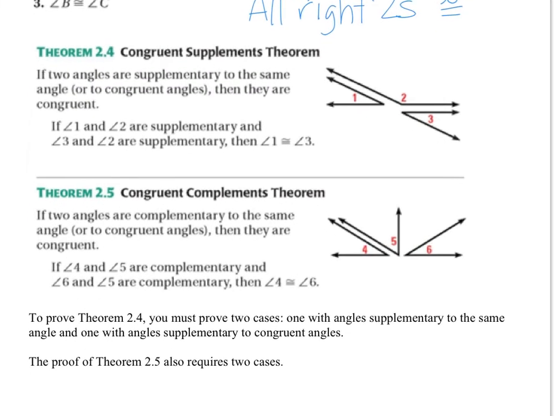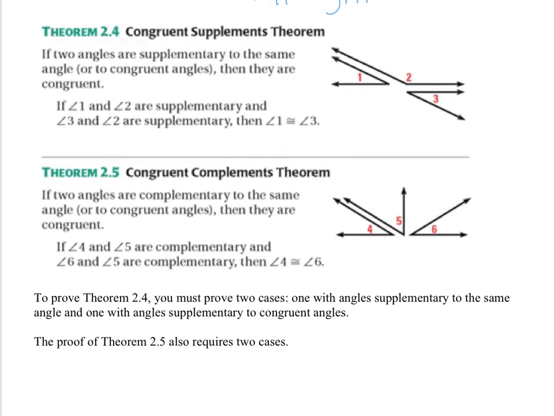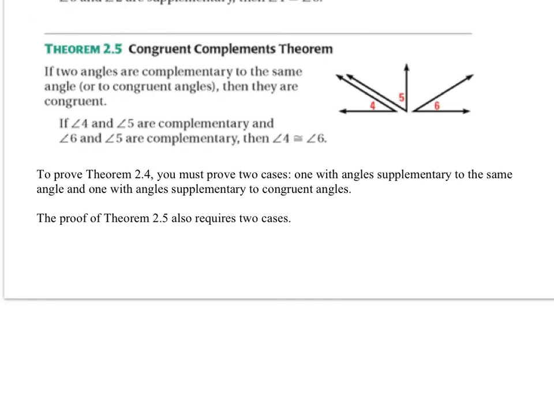We have a couple more theorems. We have this congruent supplements theorem where it says if 1 and 2 are supplementary and 2 and 3 are supplementary, then 1 and 3 are congruent. So it's if two angles are supplements to the same angle, then those two angles are congruent. Likewise, with the congruent complements theorem, if two angles are complements to the same angle, then those two angles are congruent. We're going to write the proof of the congruent complements theorem.